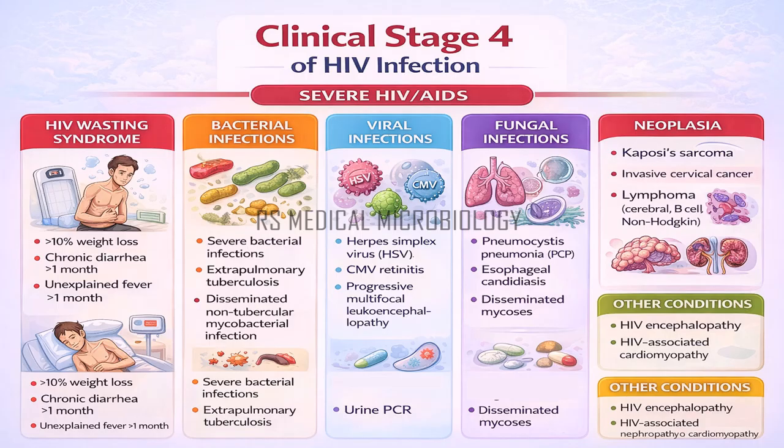Finally, you go to stage 4, where you have what is called HIV wasting syndrome, with more than 10% loss of body weight. The patient keeps on losing body weight, with chronic diarrhea, unexplained fever, and then multiple infections, maybe bacterial, viral, fungal, any type of infection you want, you will see in this clinical stage 4, because the CD4 cell count has dropped and the patient is very much prone to all the opportunistic infections.